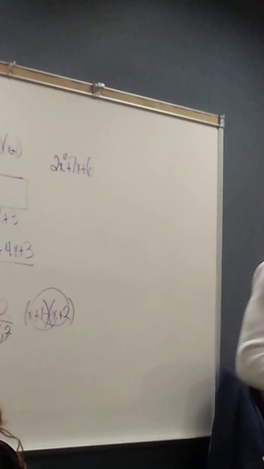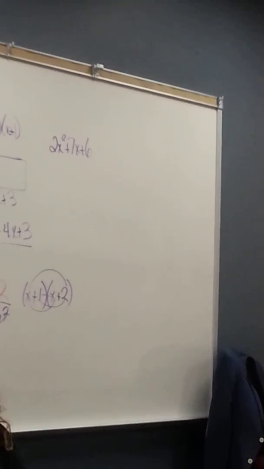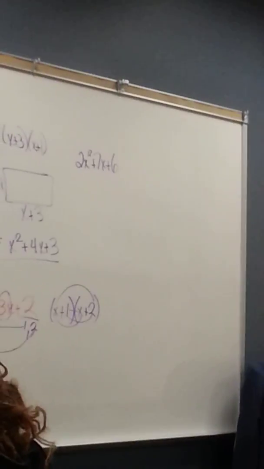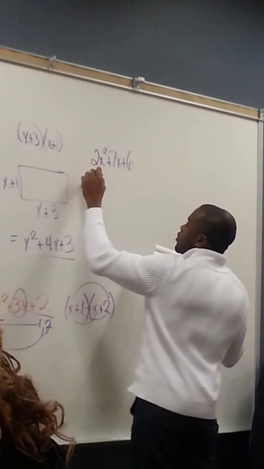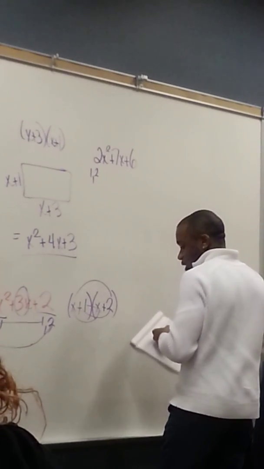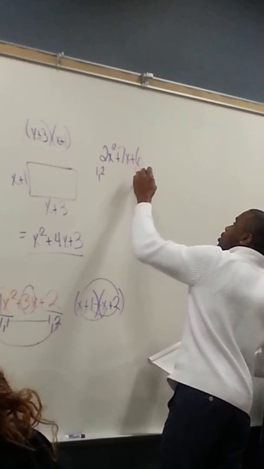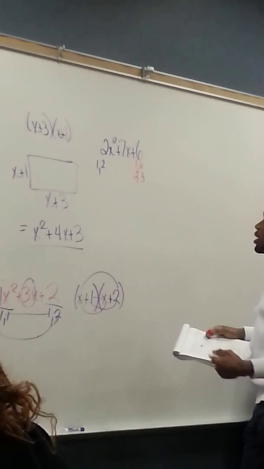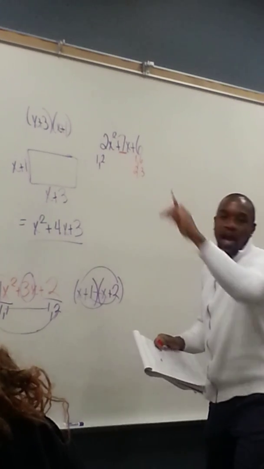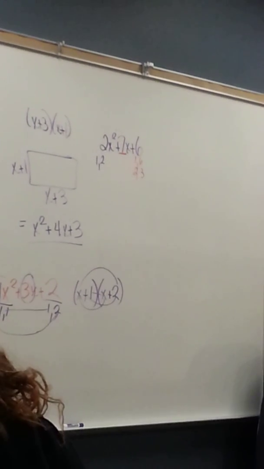What are the factors of 2? 1 and 2, right? So, my factors are 1 and 2. I put my 1 and 2 here. What are the factors of 6? 2 and 3. 1 and 6, 2 and 3. My job is to figure out how in the world am I going to get 7?